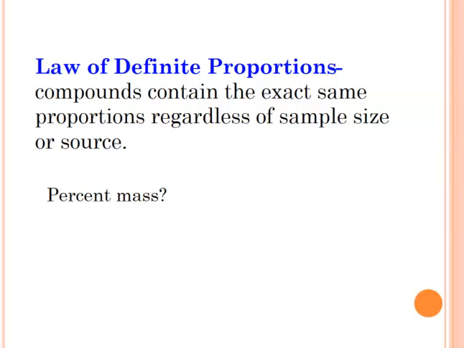So what this means is, if we do percent mass on water, for example, water's made up of hydrogen and oxygen. It's 88.8% oxygen and 11.2% hydrogen. Every single time, right? It doesn't matter where that water came from. It's exactly the same. It doesn't vary. It has the same exact proportions.